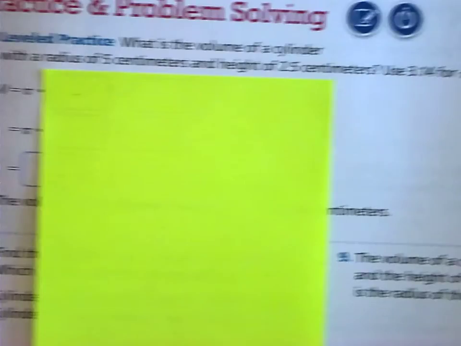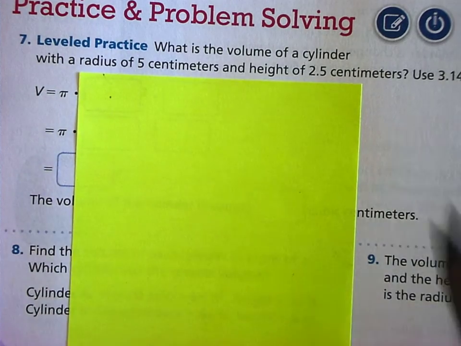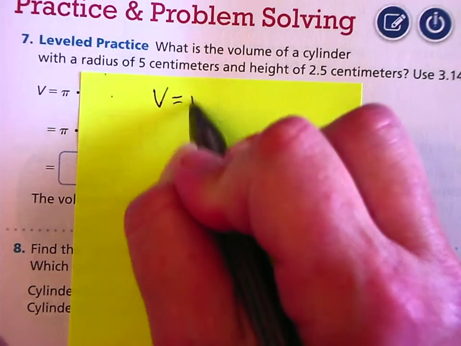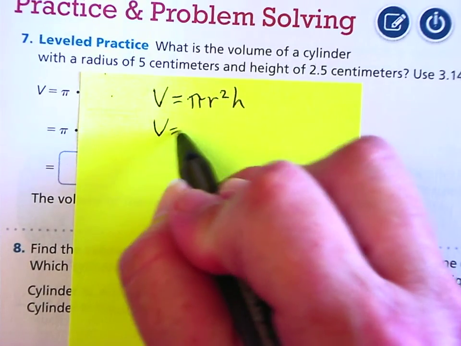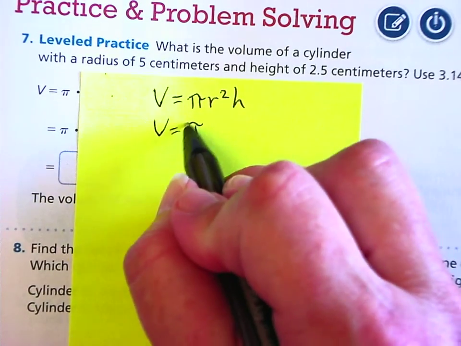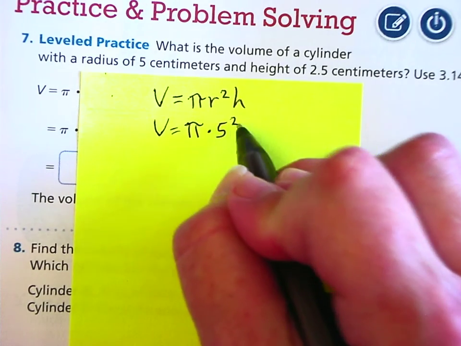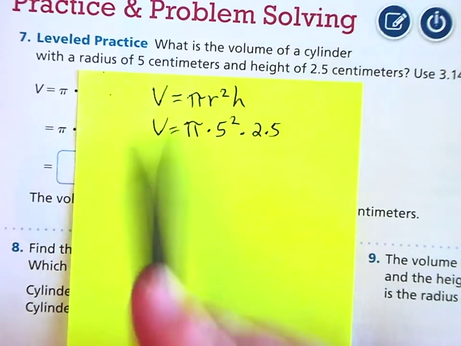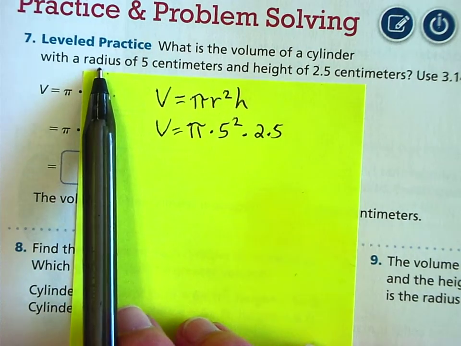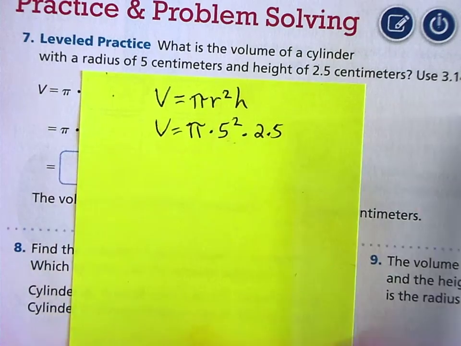Okay, let's take a look at another one. Let's find the volume again. This one says, what's the volume of a cylinder with a radius of 5 and a height of 2.5 centimeters? Volume equals pi times radius squared times height. Let's plug in what we know. We know pi is 3.14, but let's leave it as pi. We have the radius, which is 5, so 5 squared, and we have the height, which is 2.5. Again, if this were the diameter, you would have to divide that by 2. We need the radius, and we have it, so that's why we did that.